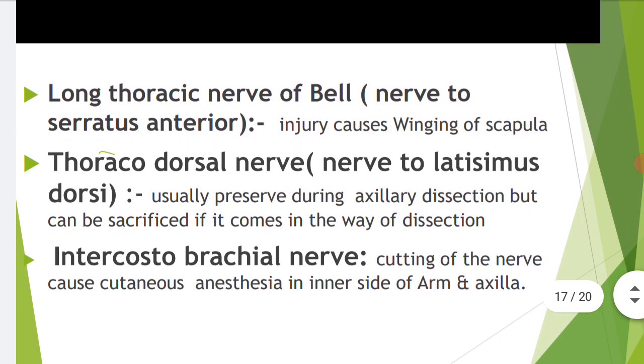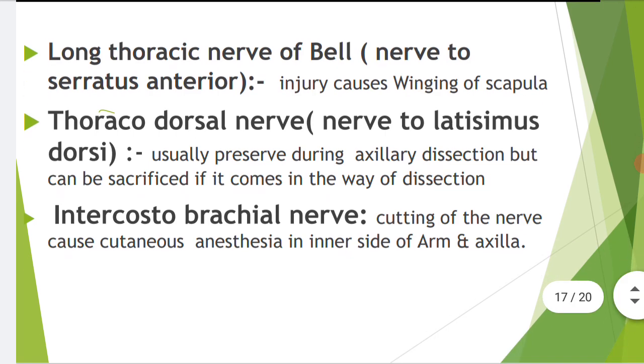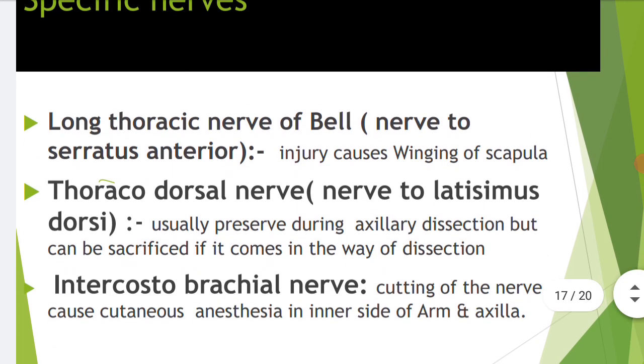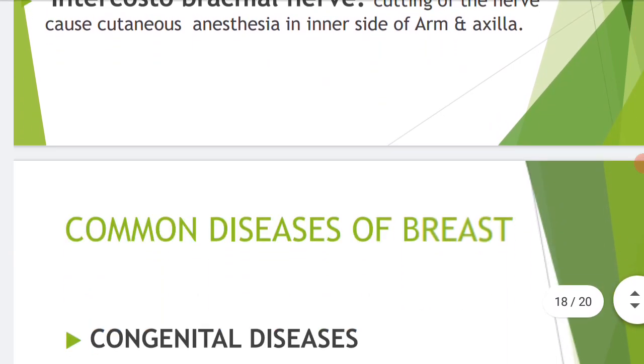Now the specific nerves. Injury to the long thoracic nerve of Bell, or nerve to serratus anterior, causes winging of the scapula. The thoracodorsal nerve, nerve to latissimus dorsi, is usually preserved during axillary dissection but can be sacrificed if it comes in the way of dissection. Cutting the intercostobrachial nerve causes cutaneous anesthesia on the inner side of the arm and axilla. So the long thoracic nerve of Bell, thoracodorsal nerve and intercostobrachial nerve are related to breast anatomy.